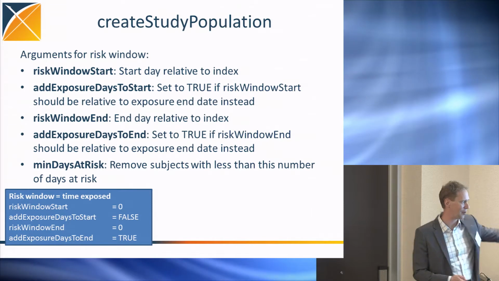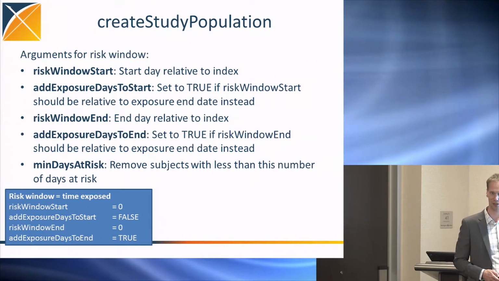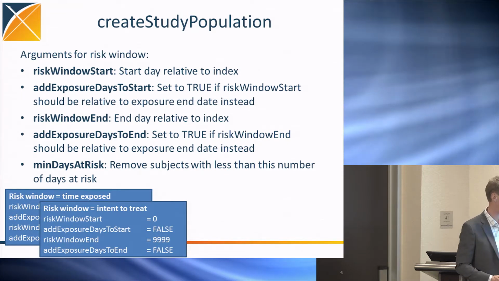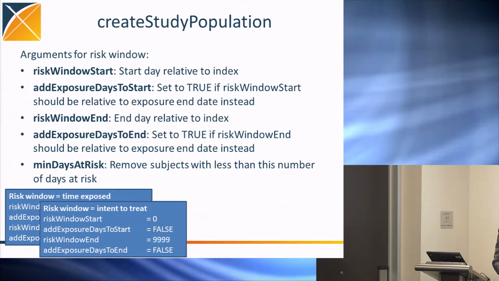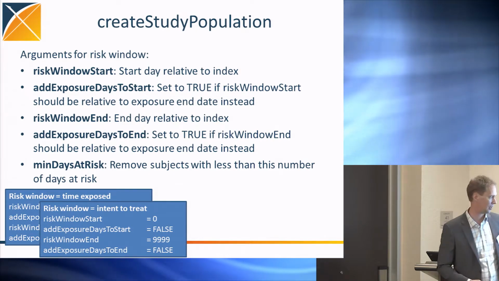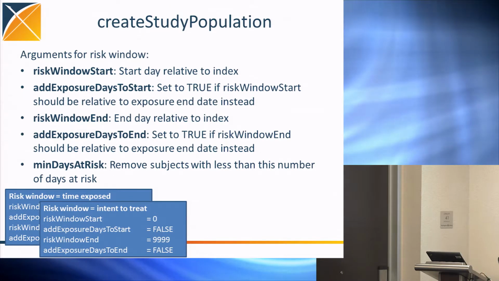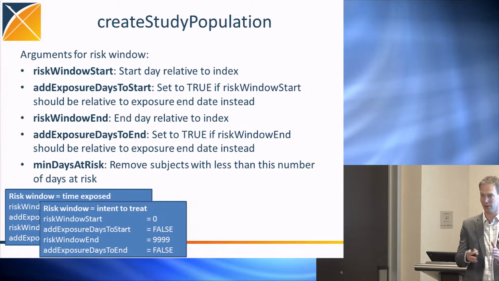So let me run through some examples. Maybe that helps. So this is just time exposed. This is how we define it. And then some people have an idea of something called intent to treat, which is basically all time following the index date. So in that case, risk window start is zero. Add exposure days to start is false, so that means you're starting on the start of the cohort.